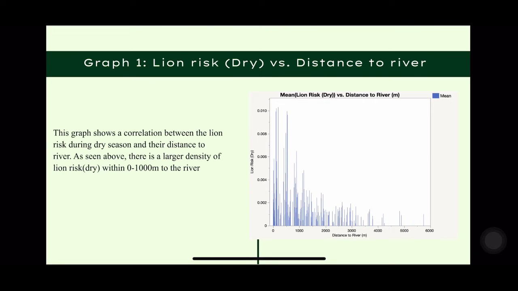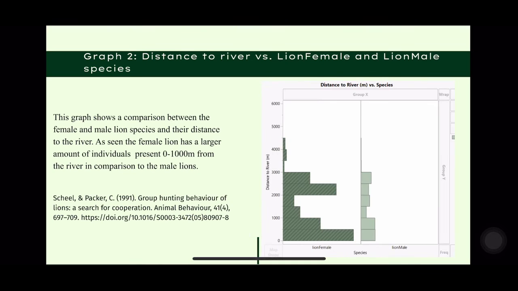For graph number 1, lion risk dry versus distance to river, this graph shows a correlation between the lion risk during dry season and their distance to river, as seen above. There is a larger density of lion risk dry within the 0 to 1,000 millimeters to the river, which illustrates there are more lions closer to the river during the dry season because rivers are a main resource for water.